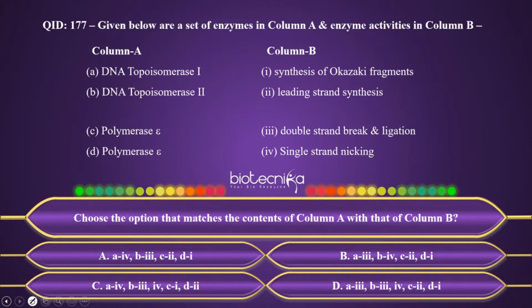Now coming to question ID 177. It is a match-the-column question where you have to match column A with column B. The given set of enzymes is in column A and the enzyme activities are in column B, and you have to match them. Which of the following options would be the correct one here? If you have attempted this question, can you tell me which option would be the correct one here?